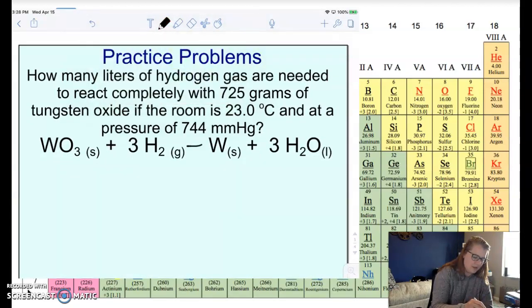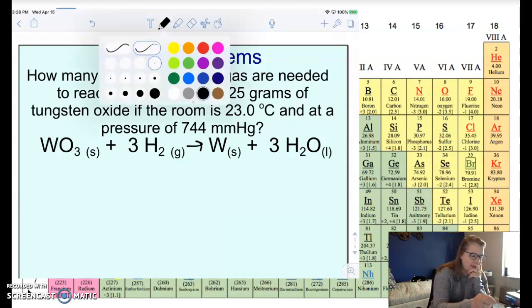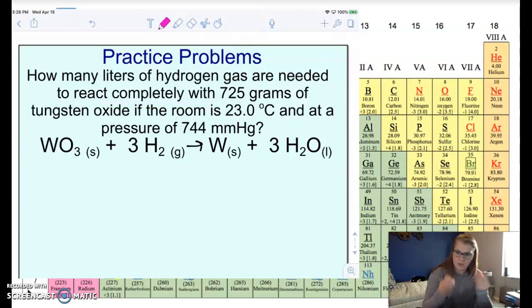Pretend there's an arrow here. Cool. How many liters of hydrogen gas are needed to react completely with 725 grams of tungsten oxide if the room is 23 degrees Celsius and at a pressure of 744 millimeters of mercury? Lots of information here, but basically we're combining the two worlds of stoichiometry and the ideal gas law. Here's what I like to do just to breathe for a second and figure out what I've got.